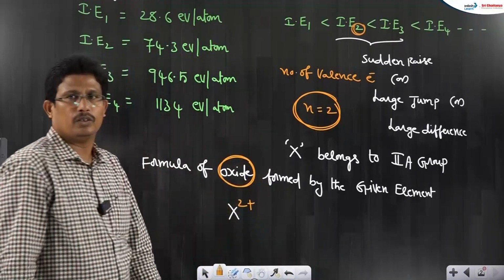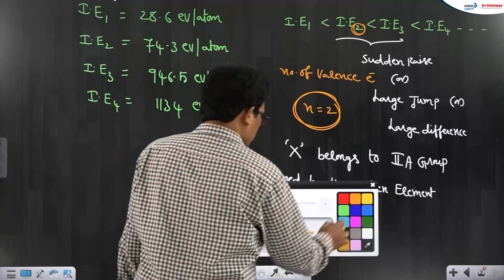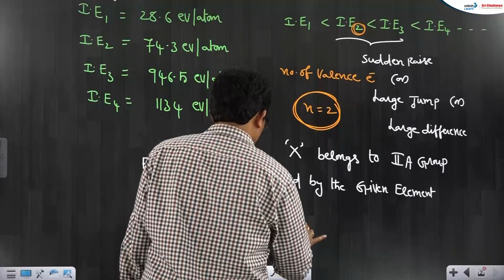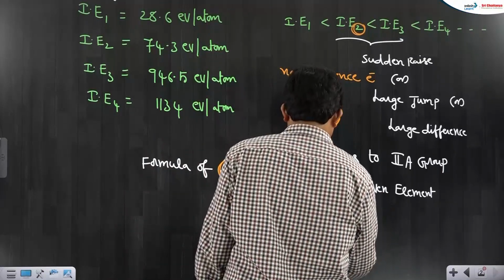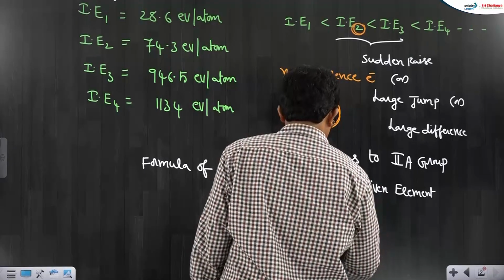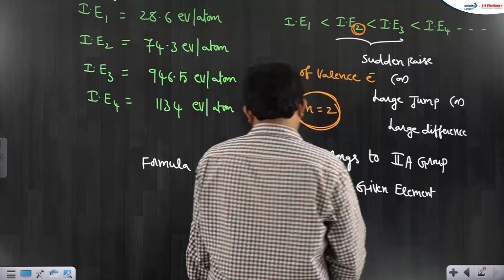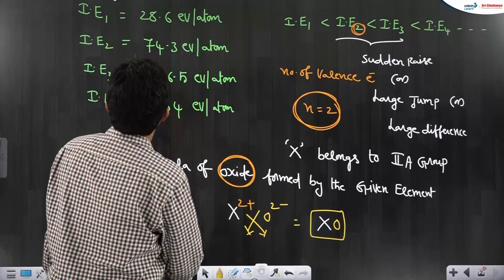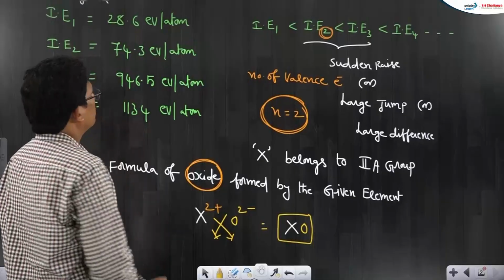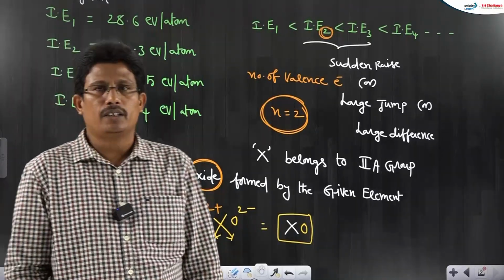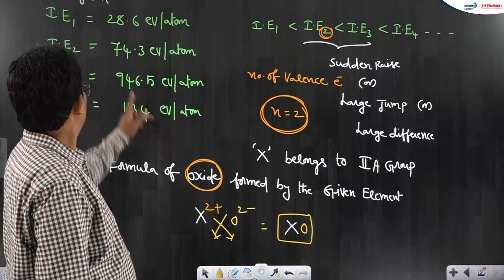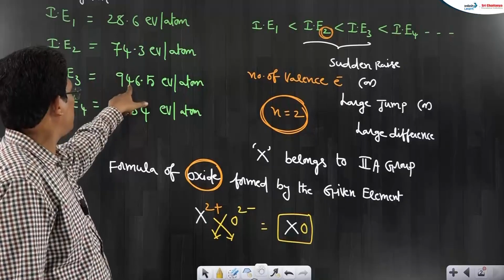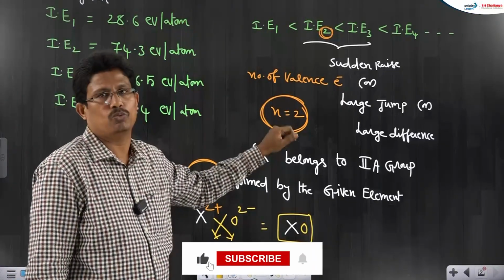Oxide ion. You know the symbol of oxide ion? O2 minus. Now, by using the crisscross method, we will write the formula of oxide. The oxide formula is XO. It is one of the important models regarding ionization energy values. Here, a sudden rise or large difference between I2 and I3 is observed. That's why the valency is 2.